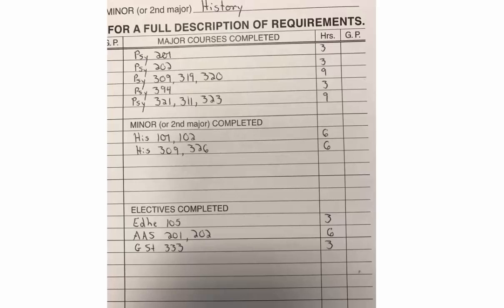This student is 1 course short of completing their psychology major because they need to take 1 more psychology elective. This student is minoring in history and they have 2 courses in history that they need to complete.